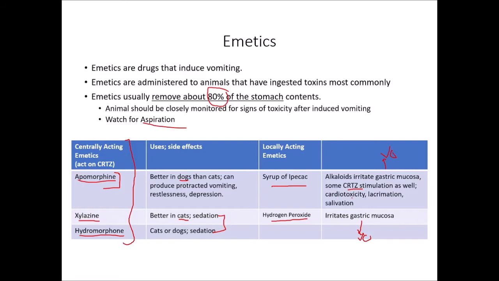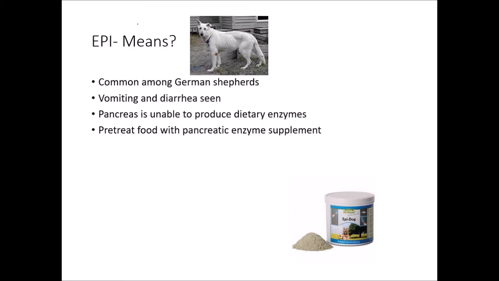Here's a disease, EPI. It's a German Shepherd, very thin, probably eating just fine, has large voluminous stools. Common in German Shepherds, EPI is exocrine pancreatic insufficiency. So the pancreas is not able to produce dietary enzymes. What do we do? We supplement them with pancreazyme, Epidog, whatever.